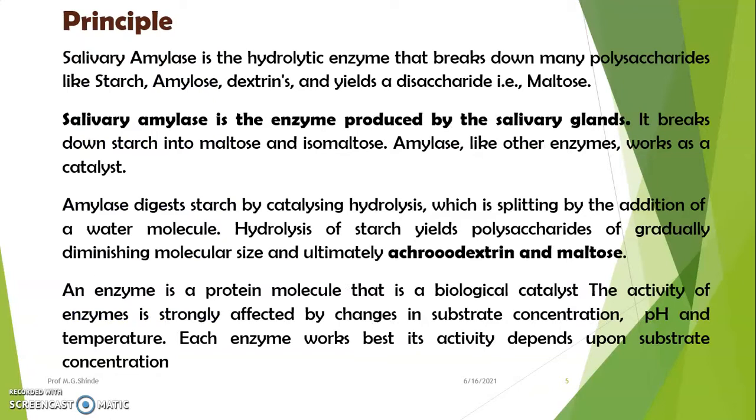Now the principle behind today's practical. Salivary amylase is a hydrolytic enzyme that breaks down many polysaccharides like starch, amylose, dextrin, into disaccharides, that is maltose and isomaltose. Salivary amylase is the enzyme produced by the salivary glands. It breaks down starch into maltose and isomaltose. Amylase, like other enzymes, works as a catalyst. It digests starch by catalyzing hydrolysis, which is splitting by the addition of a water molecule. Hydrolysis of starch yields polysaccharides of gradually diminishing molecular size, ultimately achroodextrin and maltose.